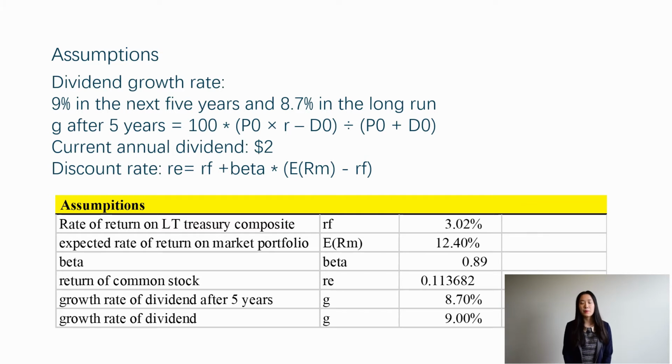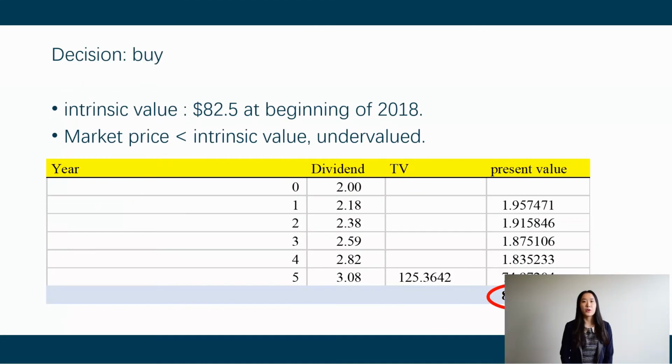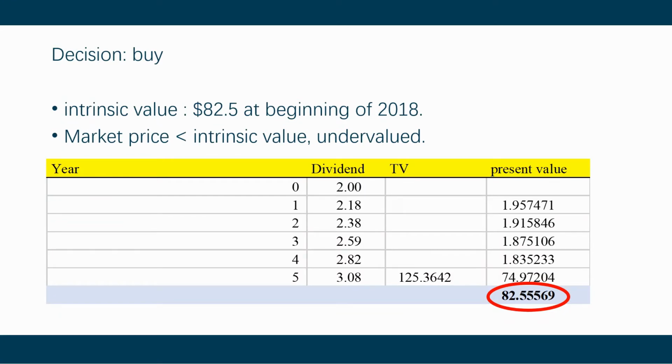We use the CAPM model to calculate the discount rate. For the risk-free rate, we use the return of the long-term treasury composite of the US. And based on the going concern, we calculate the terminal value at year 5 by discounting all the dividends in the future. Based on the terminal value and the dividends before year 5, we get the intrinsic value, which is $82 at the beginning of 2018.